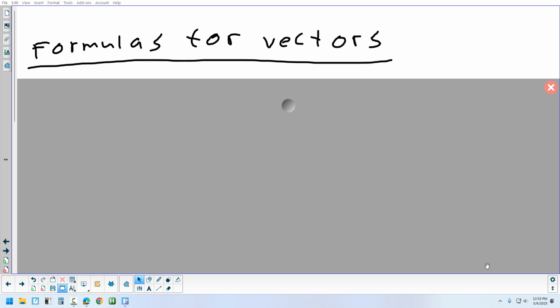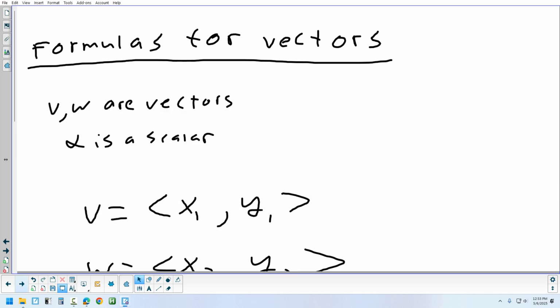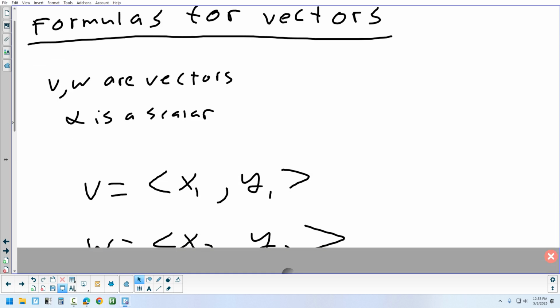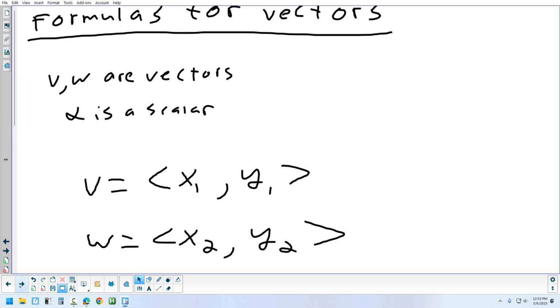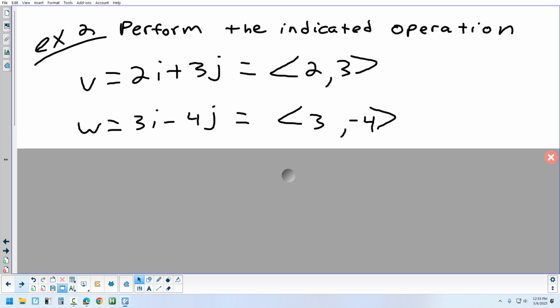So we're going to continue looking at vectors. Most of what we do today is going to be numeric. It'll be a little bit of sketching, but we're going to focus a lot on doing numerical stuff. In order to do some formulas for adding, subtracting, and scaling, I'm going to give you two vectors. The two vectors are going to have horizontal and vertical components. When we do an actual problem, those will all be numbers, like that.